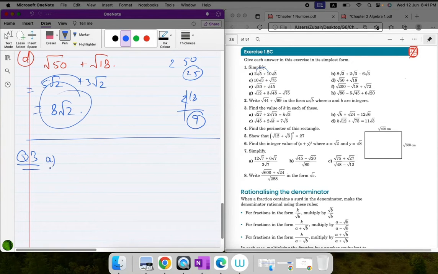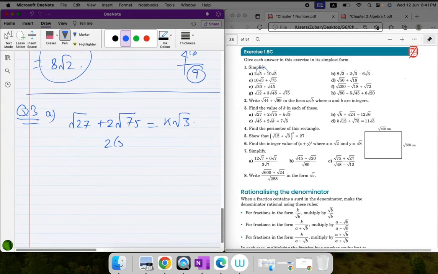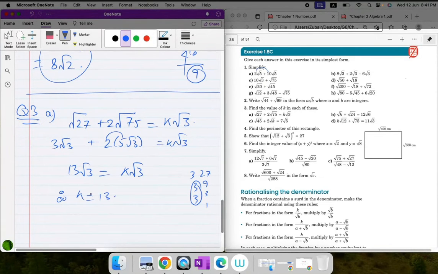Question number 3, A part. Square root 27 plus 2 square root 75 is equal to k square root 3. Square root 75 we just did, which was 5 square root 3. I'm just copying it. 2 times 5 square root 3. And 27 is 3 times 9, 3 times 3 times 3. So 3 comes outside and 3 stays inside, is equal to k square root 3. So now this is 2 times 5, 10. 10 plus 3 is 13. 13 square root 3 is equal to k square root 3. Therefore, k is equal to 13.